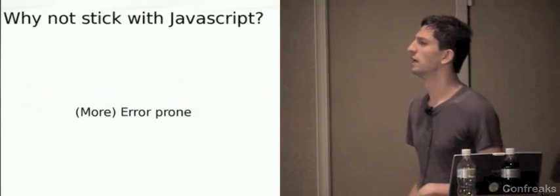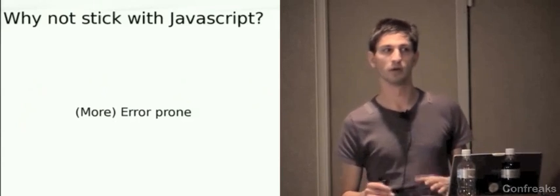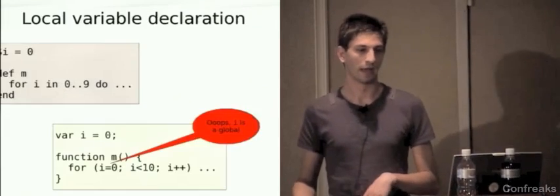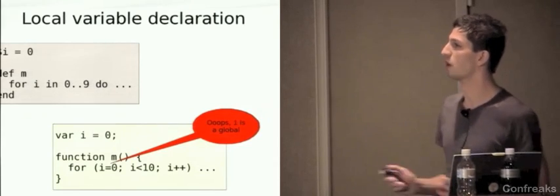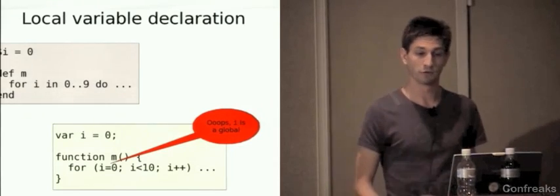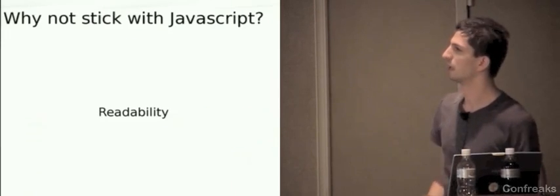So one reason is that, for me personally, it turned out that JavaScript is a lot more error-prone. One example is that you have to declare local variables. You don't have to do this in Ruby. If you forget it in JavaScript, they will become global variables.